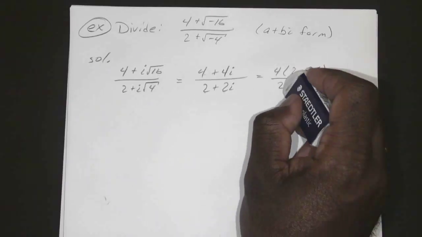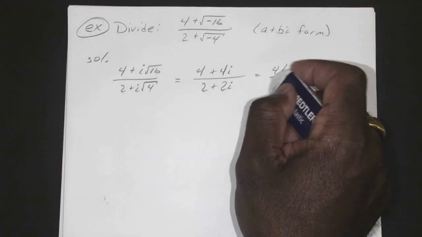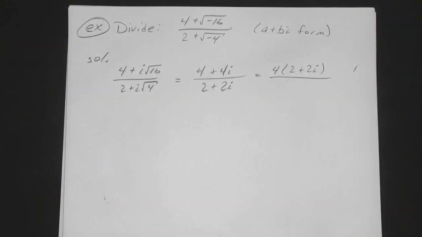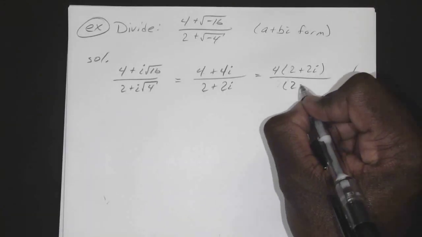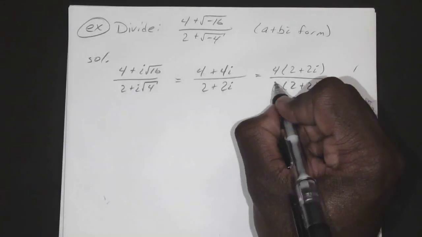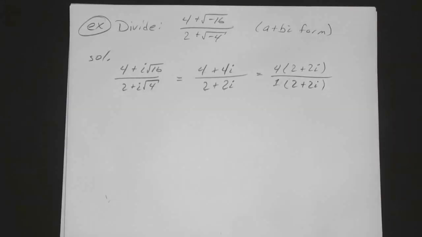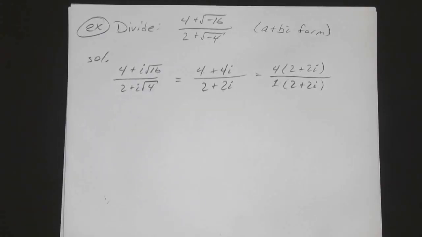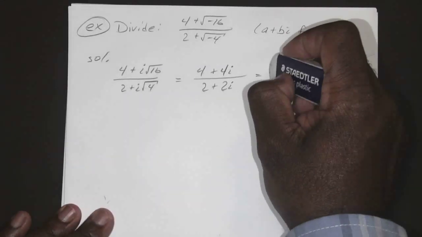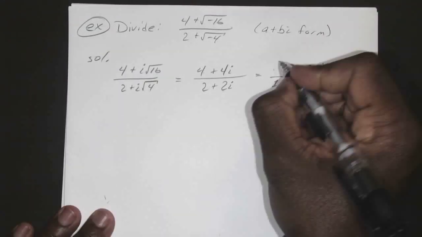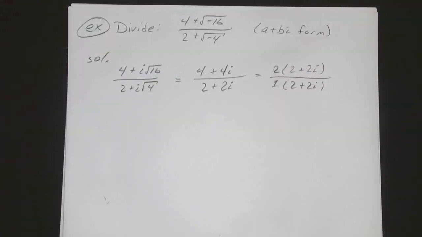Nope, actually you can leave that the same. So you just have 2 plus 2i, or you can leave it as 1 if you want to. Why am I putting a 4 up here when you factor out a 2? There we go.